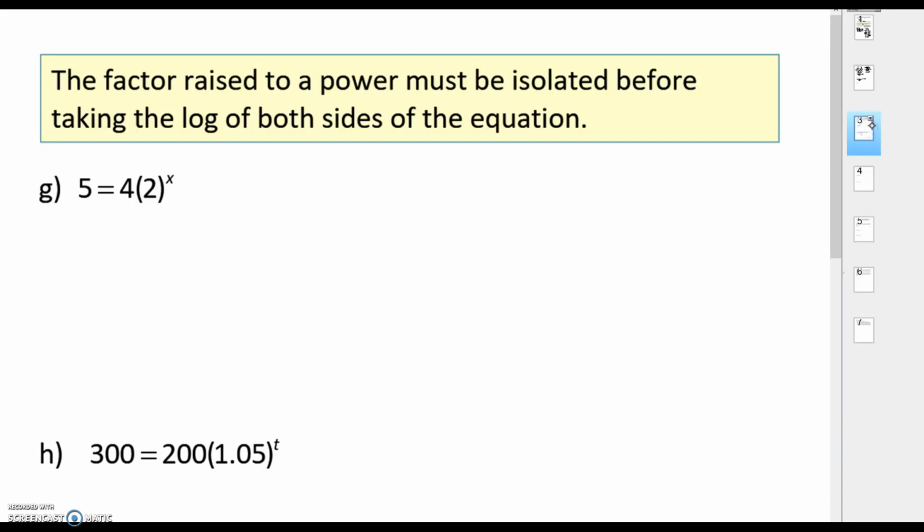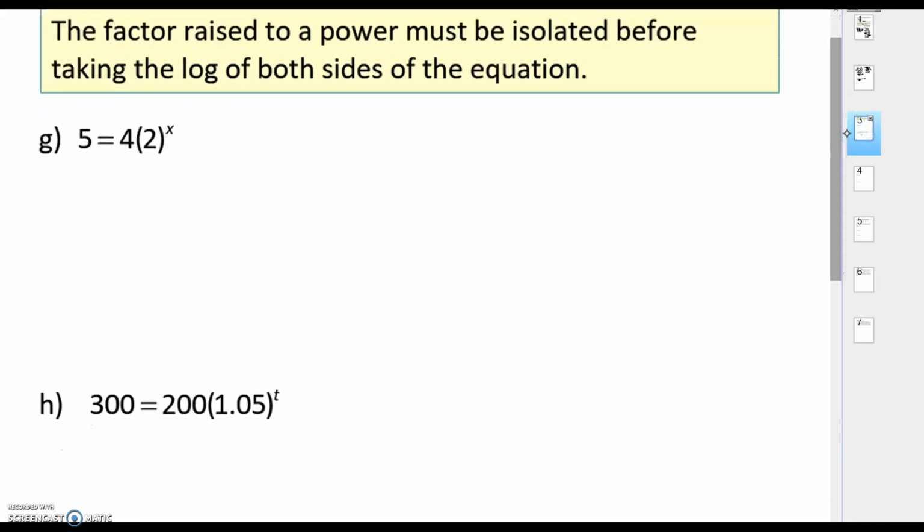Okay, so again, the factor raised to a power must be isolated before taking the log of both sides. So when I look at this equation here, I can't do anything until I isolate the 2 to the x. So I'm going to divide both sides by 4 to get that 5/4 equals 2 to the x. Then I'll take the log of both sides.